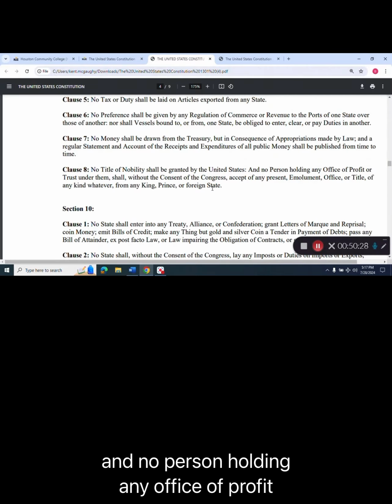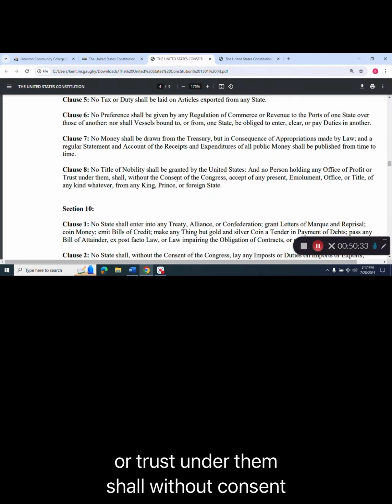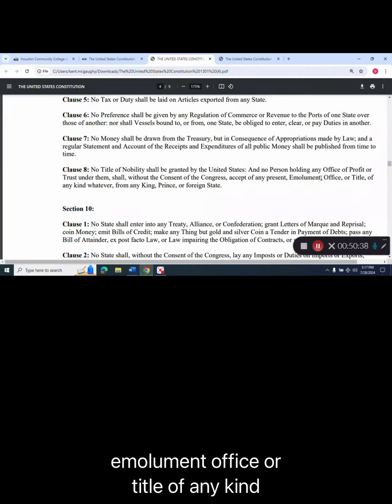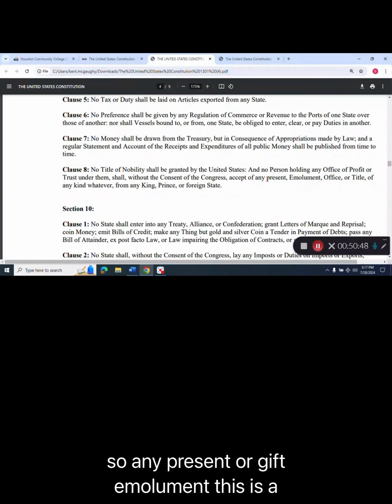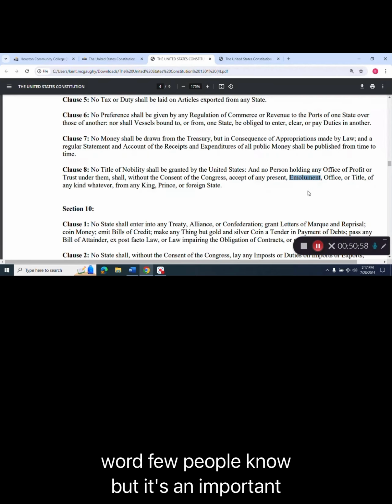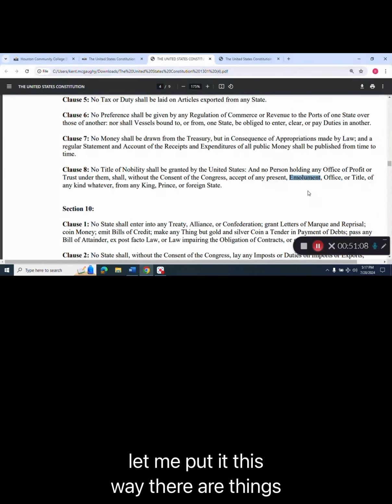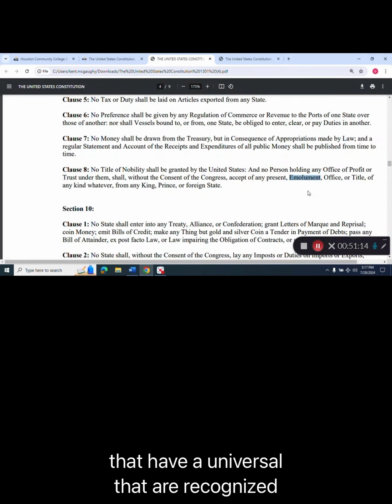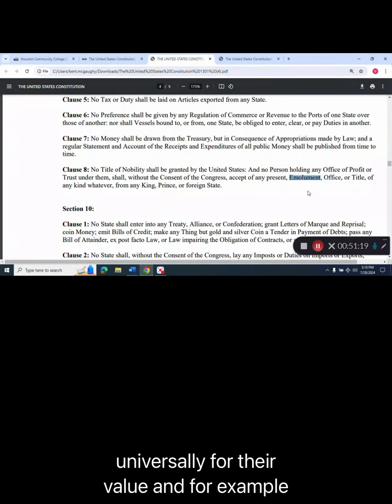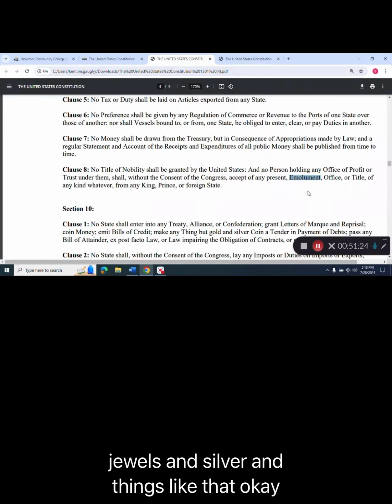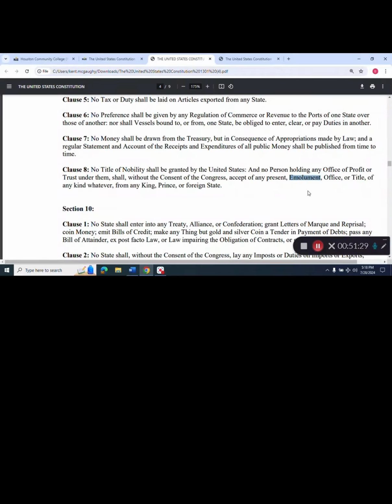Now, no person holding any office of profit or trust under them shall, without the consent of the Congress, accept any present, emolument, office or title of any kind from any king or prince or foreign state. So any present or gift, emolument. This is a word few people know, but it's an important word to understand. Let me put it this way. There are things that are recognized universally for their value. For example, we all recognize the value of gold and jewels and silver and things like that. And so an emolument means any object of value.